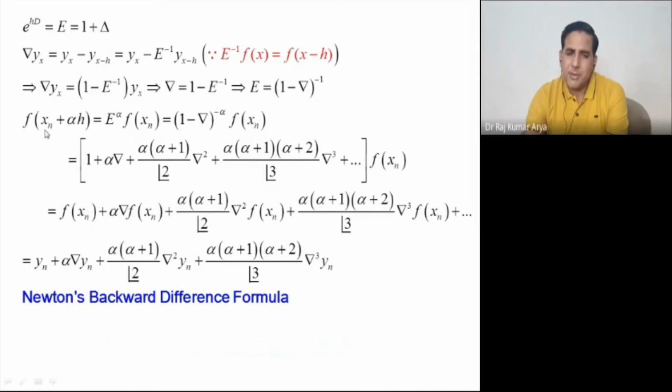Now we want to calculate our function value at x_n plus αh only. So we can write it in a similar way as we did for the previous one. This is E to the power α f(x_n), and then E is 1 minus ∇ to the power minus 1. Substitute here, and then you expand it, that is the expansion of 1 minus ∇ to the power minus α.